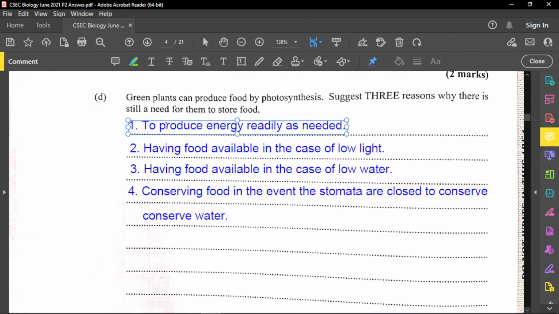Now for part D, it says green plants can produce food by photosynthesis. Suggest 3 reasons why there is still a need for them to store food.